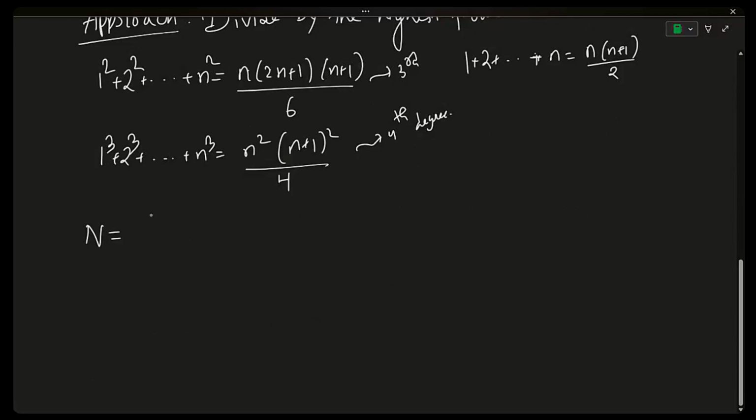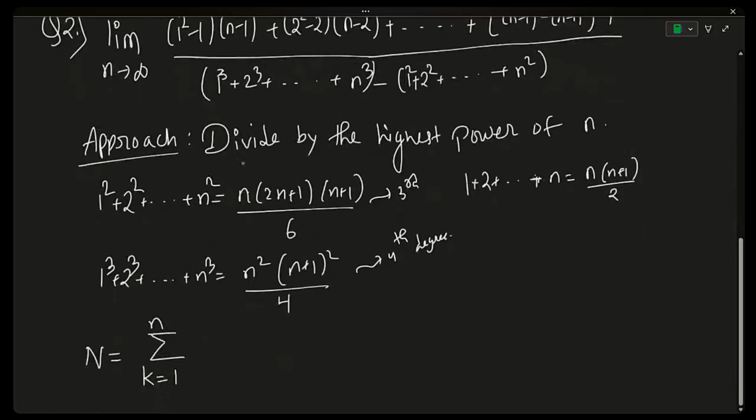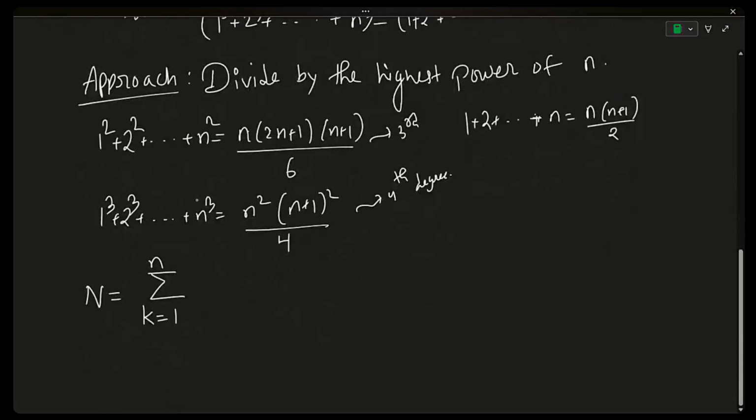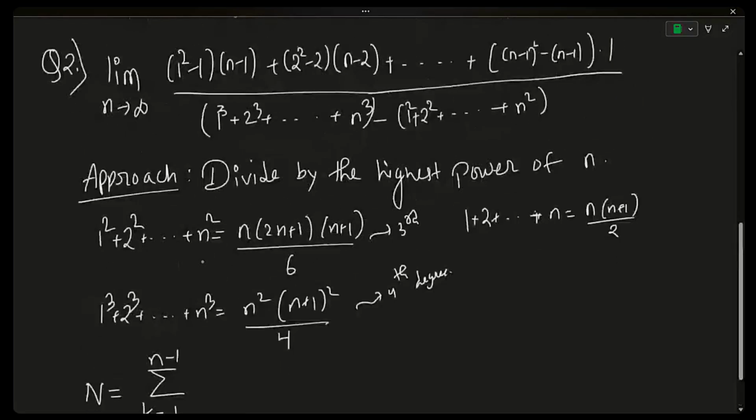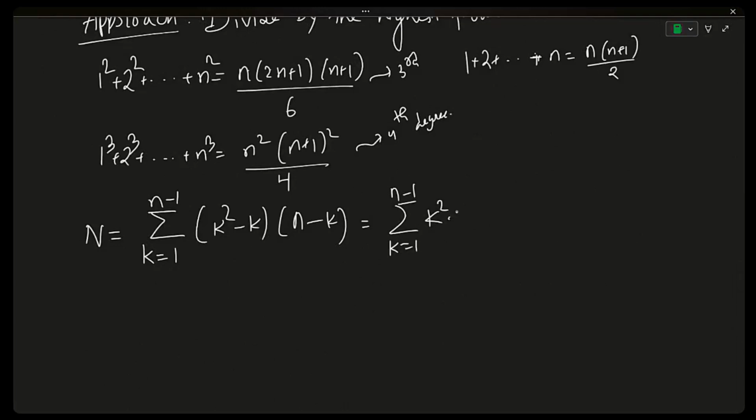So I can simply write it in summation notation in the following way: k equals to 1 to n. So I have 1 to n minus 1 actually, right? K equals to 1 to n minus 1. And we have k square minus k. So the terms are going to be like this, whole into n minus k. That much is clear. Okay. Now break it down like this: k equals to 1 to n minus 1, k square n minus k cube minus kn plus k square.